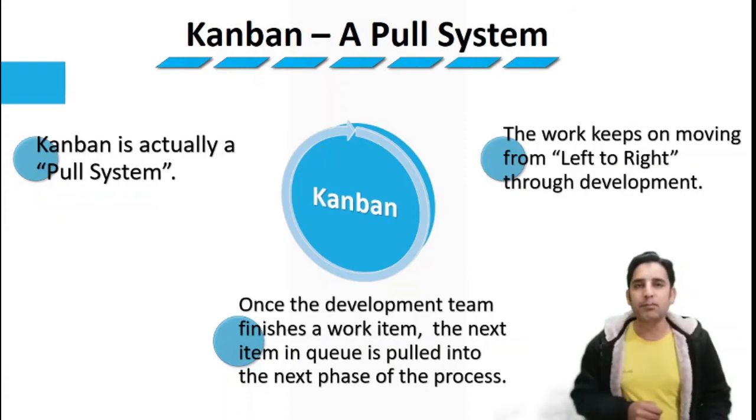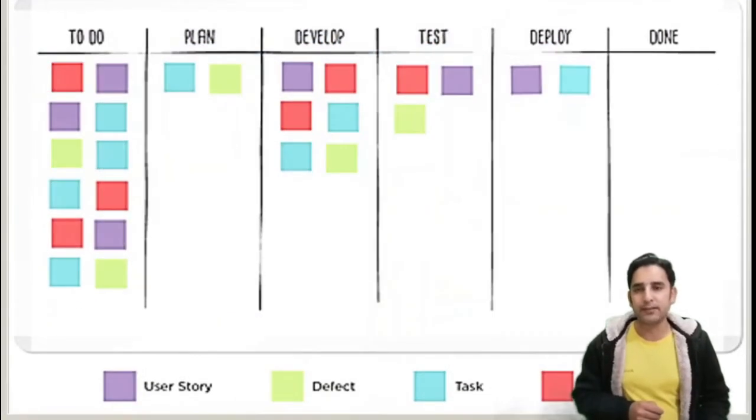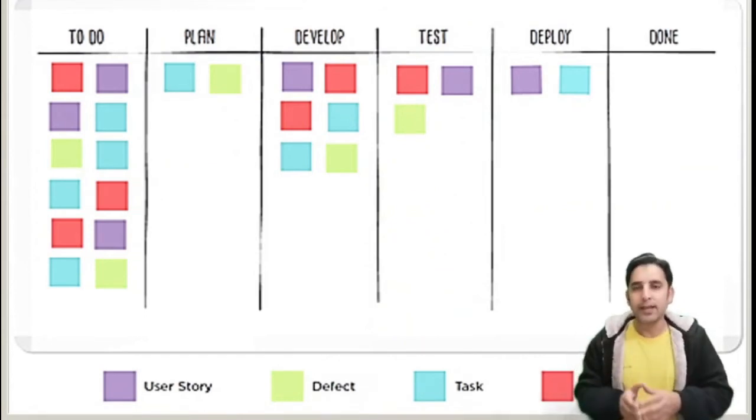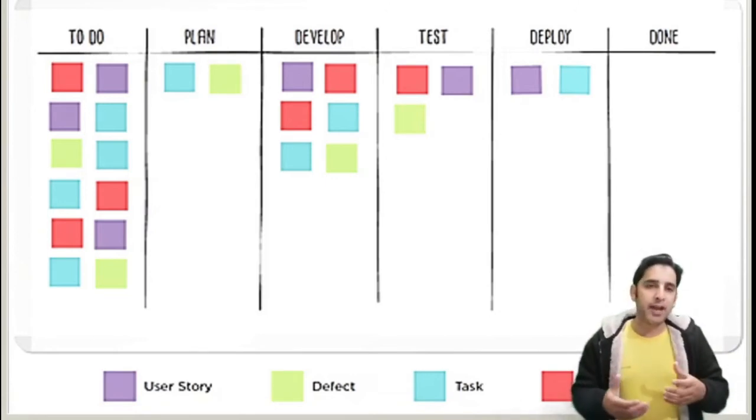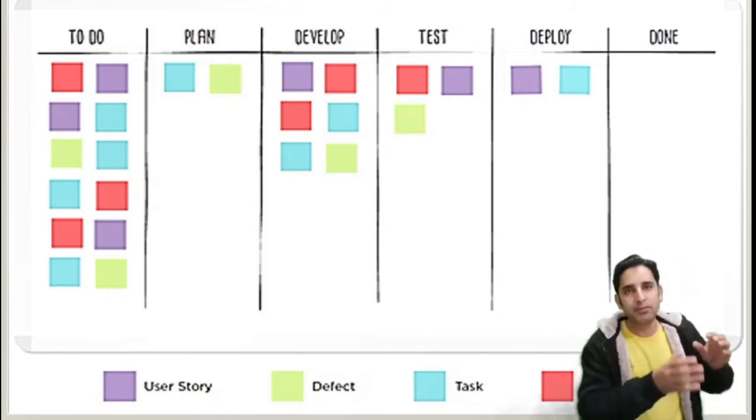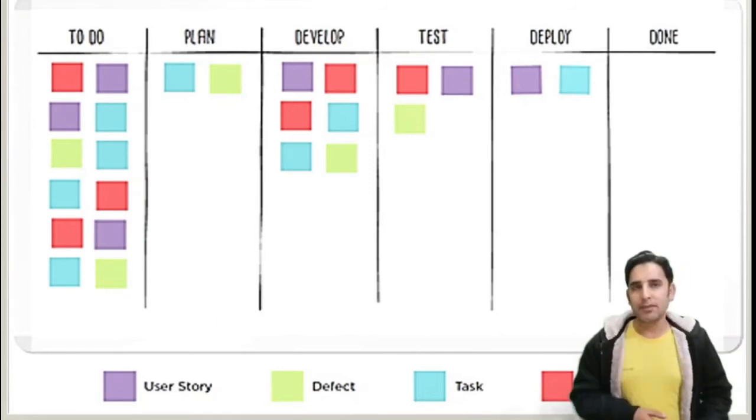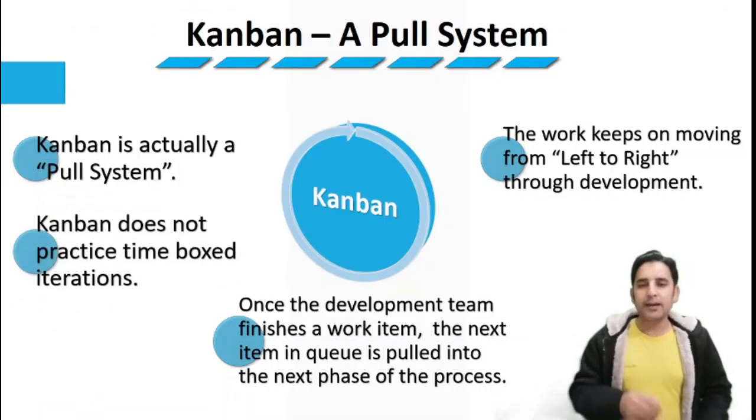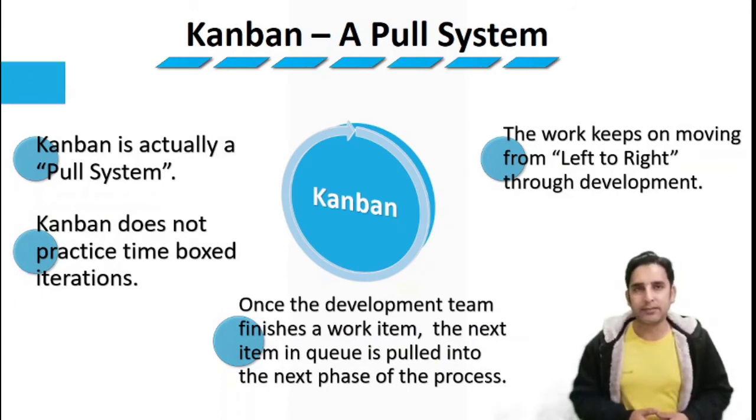This can again be visualized from this picture, that once the team has taken items from the to-do list, they are pulled into the plan lane. And once the item has been planned, it is moved to the develop state, and from develop to test, test to deploy, and from deploy to done. So Kanban doesn't practice time box iteration.